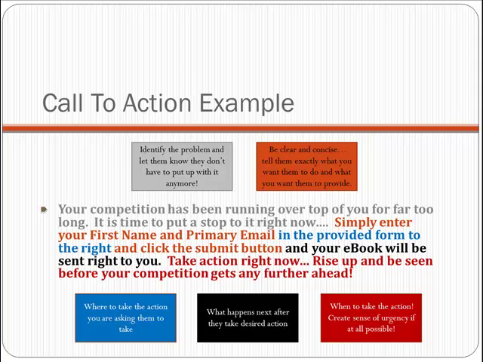Our red is when to take the action and create a sense of urgency if at all possible. And let's see if we've done that. It says take action right now. We're telling them don't wait, do it right now. Is there a sense of urgency? Rise up and be seen before your competition gets any further ahead. Basically, you're saying they need to do it now because your competition is getting ahead of you. They're basically walking all over you, and you need to do this right now. Don't wait. The longer you wait, the farther ahead your competition is going to be. So do it right now. So yes, we've created the action, what action, when to take it, and the sense of urgency.